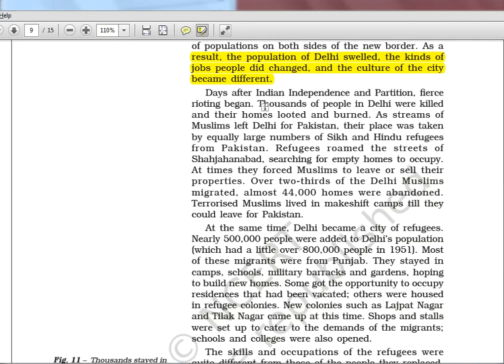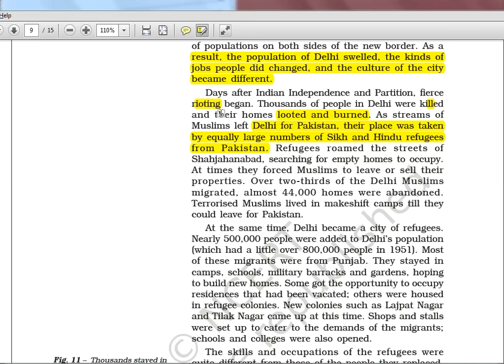Days after India's independence and partition, fierce rioting began. Thousands of people in Delhi were killed and their homes looted and burned. As streams of Muslims left Delhi for Pakistan, their place was taken by an equally large number of Sikh and Hindu refugees from Pakistan, because you know it was a very painful incident. A lot of videos are there on YouTube, try to watch them. There are movies also based on partition. It's very painful to watch, but it is the reality.